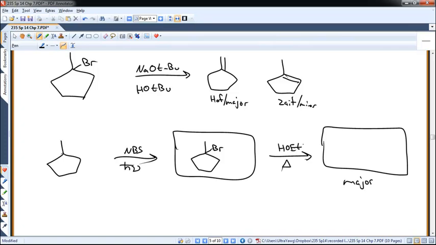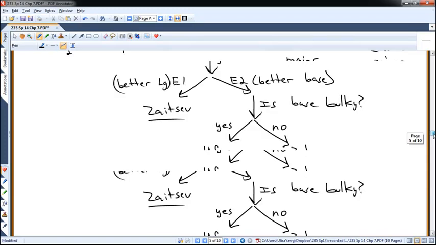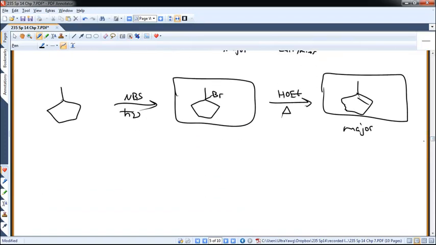Is this a strong base or a weak base? It's a neutral molecule, and so I say, oh, it's a weak base. So weak base, elimination chemistry, I should get the Zaitsev product. On our decision chart, that will be here, right? Yes, we're doing elimination chemistry, good leaving group, weak base, therefore Zaitsev, right? So I love to structure questions like that.